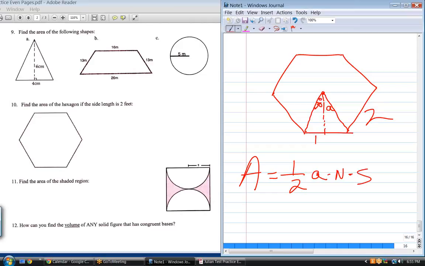What's the apothem? Look at your unit. 30, 60, 90. Okay, look at your unit triangle. You should have that on your note. What side's opposite the 30-degree angle?